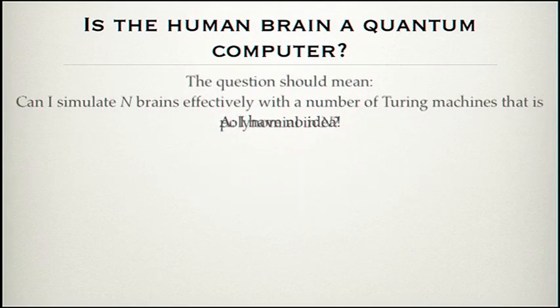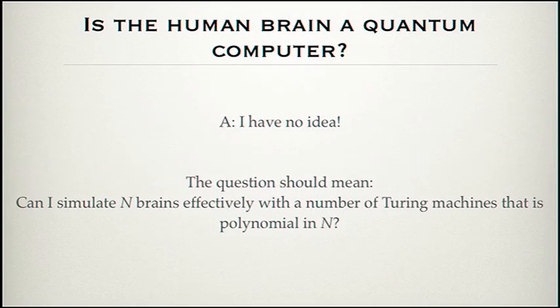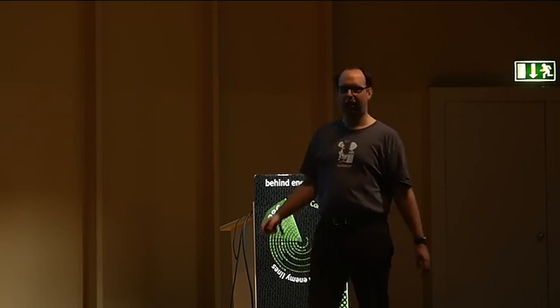And to that answer, I have no idea. But at least get the question right. I think the correct question, if you want to ask, is the human brain a quantum computer? The correct question you should think about is, can I simulate n brains effectively with a number of Turing machines that is polynomial in n, right? So I need to send n to infinity and study this problem.